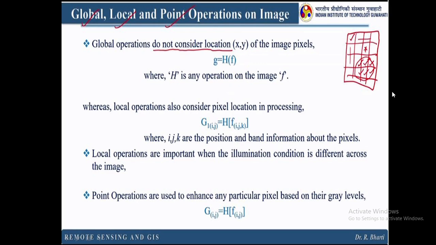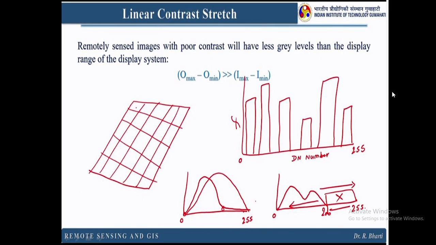So there are several band combinations, I, J, and K. I, J is the position of the band information and band pixel. So there is band pixel and band information, here a point operation on the image. Okay, so we move forward to the linear contrast stretch.